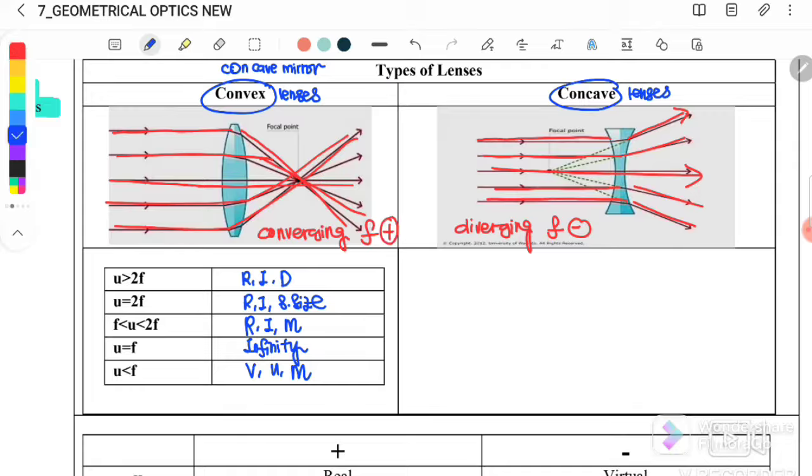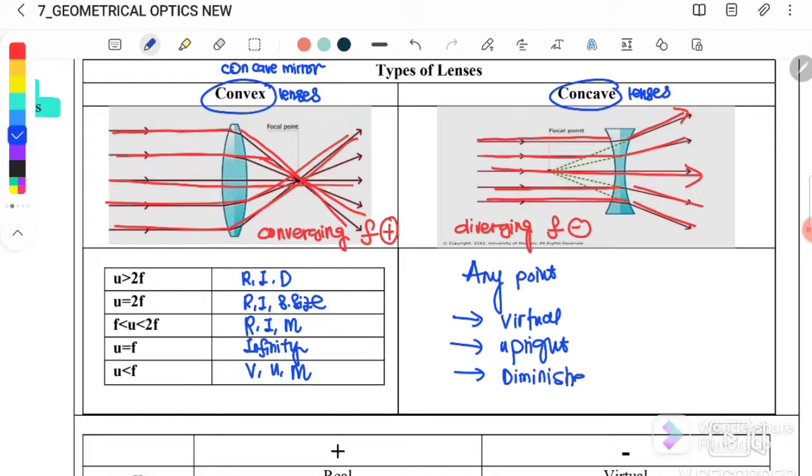Next is the image formed for the concave lens. No matter where your object distance is, at any point the image formed must be virtual, upright and diminished. If you observe here, upright pairs with virtual. If I say the image is virtual, it must be upright. Similarly, if I say a real image, the image formed will be inverted.